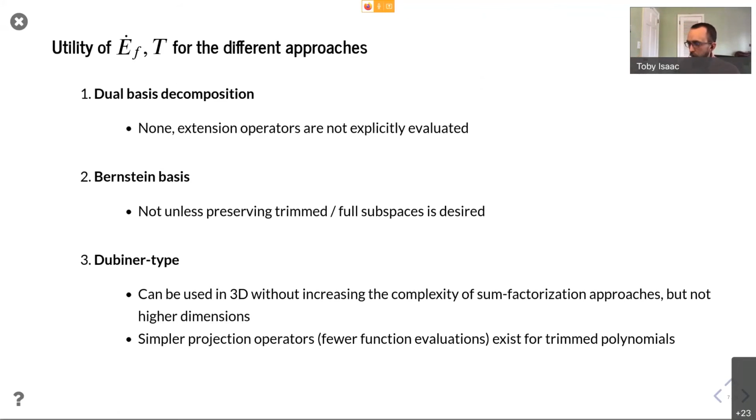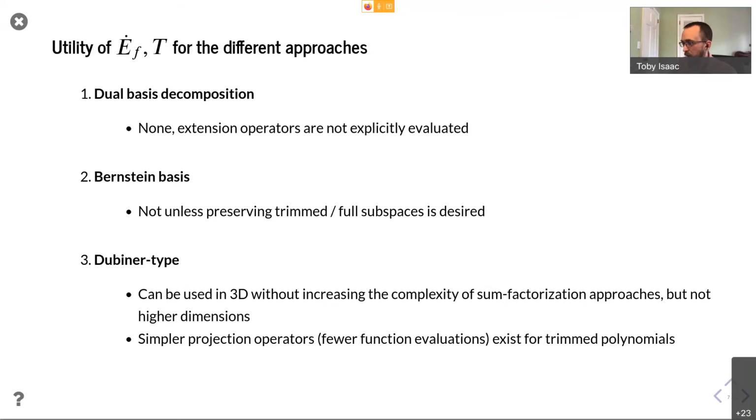Well, if you're already doing a dual basis decomposition to define your finite elements, you're already not really evaluating extension operators directly, so there isn't really utility there. If you're using a Bernstein basis, it's not really going to give you utility unless you really are interested in preserving the trimmed full subspaces. If you're using Dubiner type polynomials, it's a pretty natural fit.